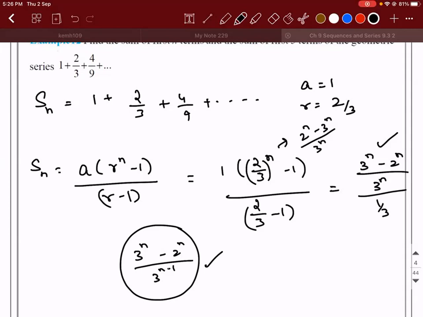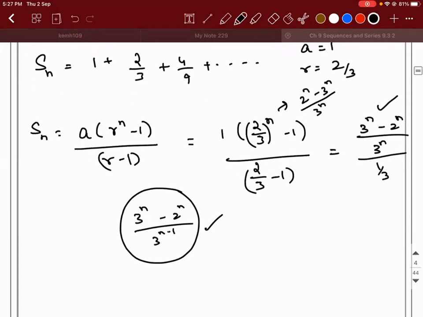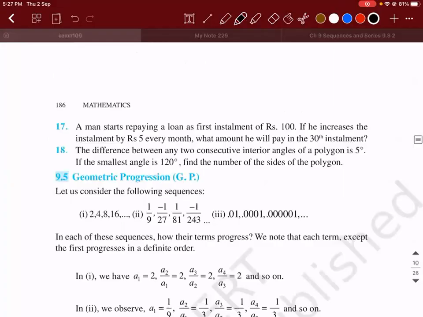That is 3 power 5 minus 2 power 5. 3 power 5 is 243 minus 2 power 5 is 32. The whole divided by 3 power 4. That part I'm leaving it to you. Okay. Let me check how they have done in the textbook. Okay, they didn't solve it completely.